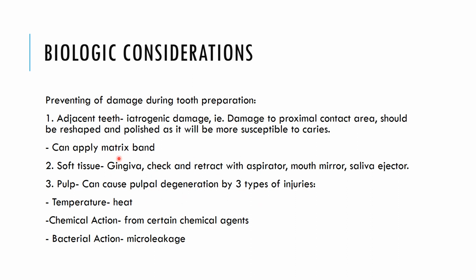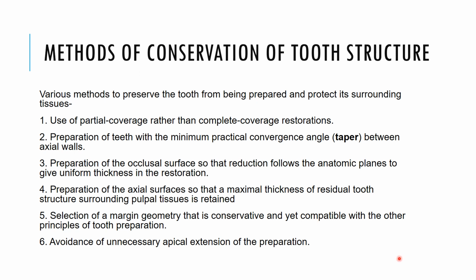Soft tissue is all about checking the gingiva. Keep a check on the aspirator, the mouth mirror, and the saliva ejector. Use it properly. Retract the cheek, the tongue, and the gingiva properly, right? I mean, don't go over the gingiva. Pulp should be protected. There are three types of injury that can take place: from heat, certain chemical agents, and micro leakage. It has to be protected.